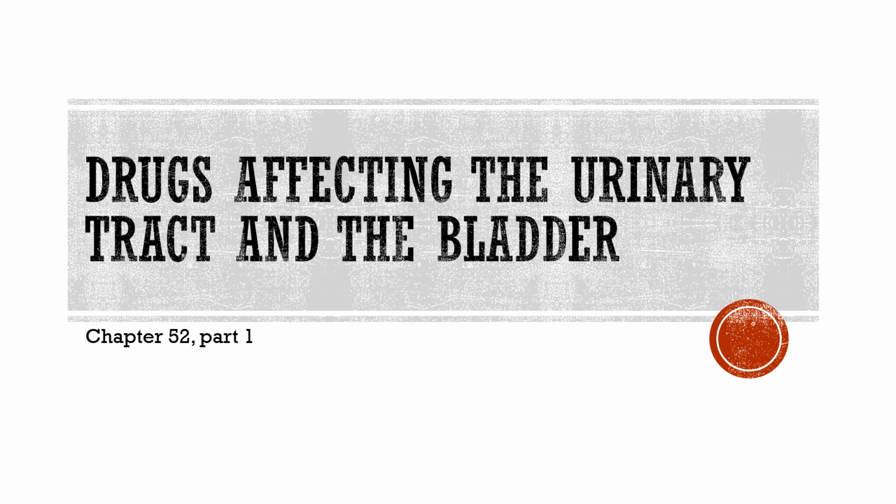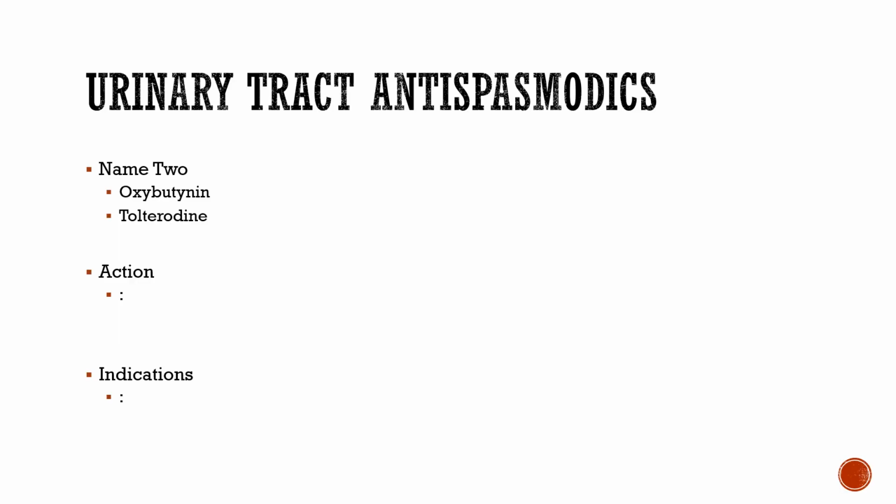All right, so meds that we use for the urinary tract, these are antispasmodics. Oxybutynin, that's also known as Ditropan, and tolterodine is your Detrol. You may have heard of these. They're fairly common. They block parasympathetic activity. They relax the detrusor muscle. They are anticholinergic, and we use these for overactive bladder. That's our indication for these, overactive bladder or bladder spasms.